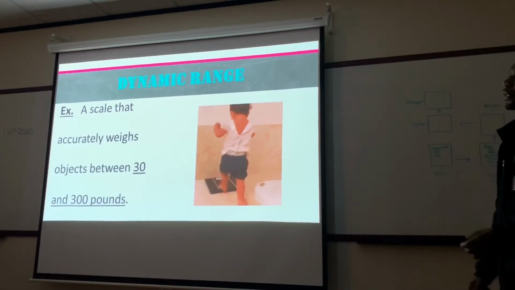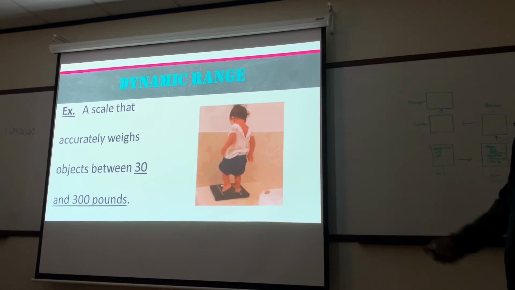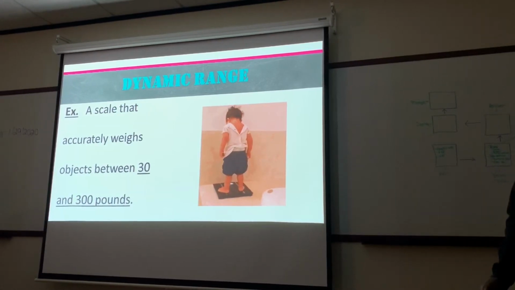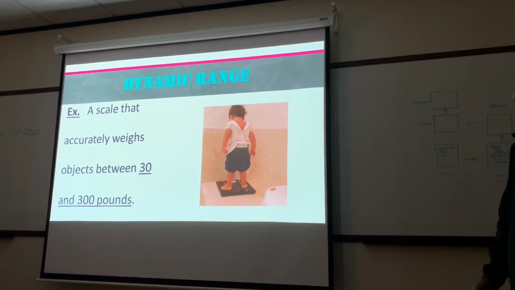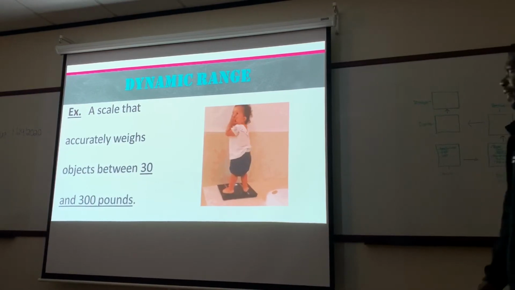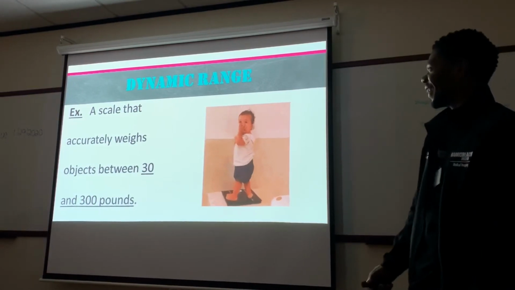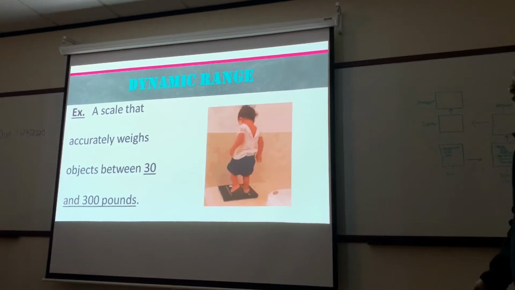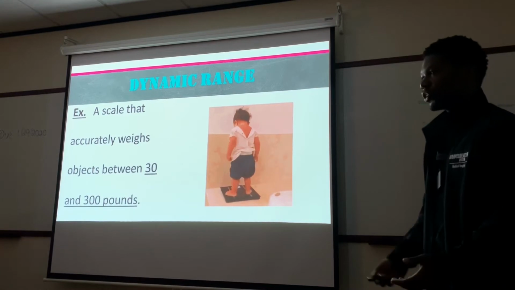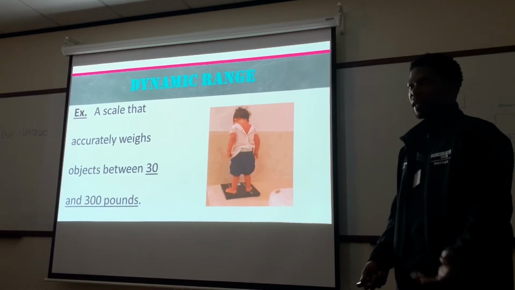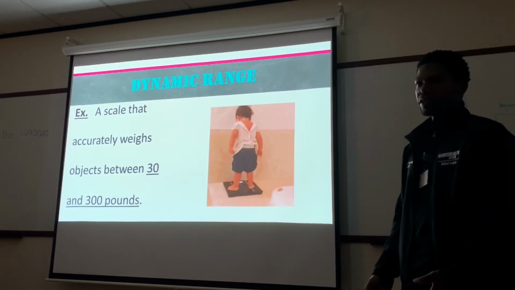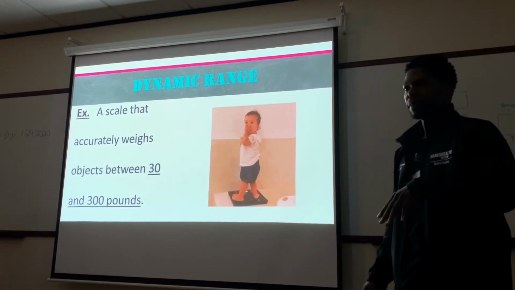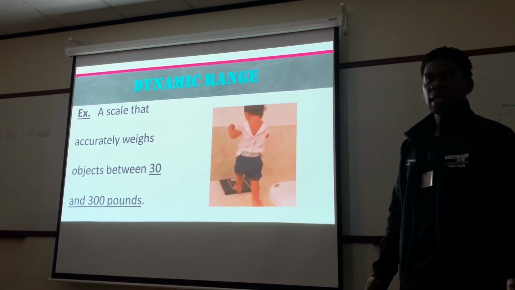So, dynamic range, for example, is like a scale that accurately weighs objects between 30 and 300 pounds. That's our example. Just imagine a scale that can weigh things accurately between 30 and 300 pounds. Anything over 300 pounds is the maximum, saturated. Anything below 30 hasn't reached its threshold.